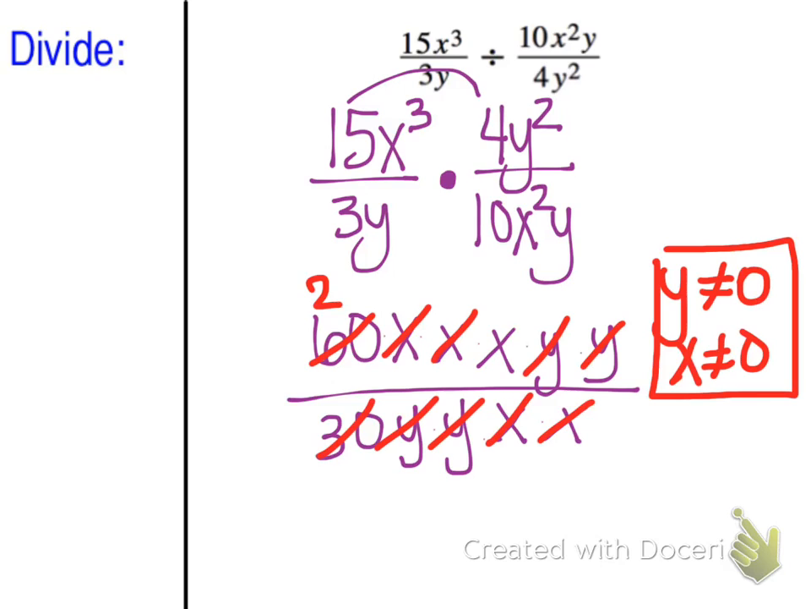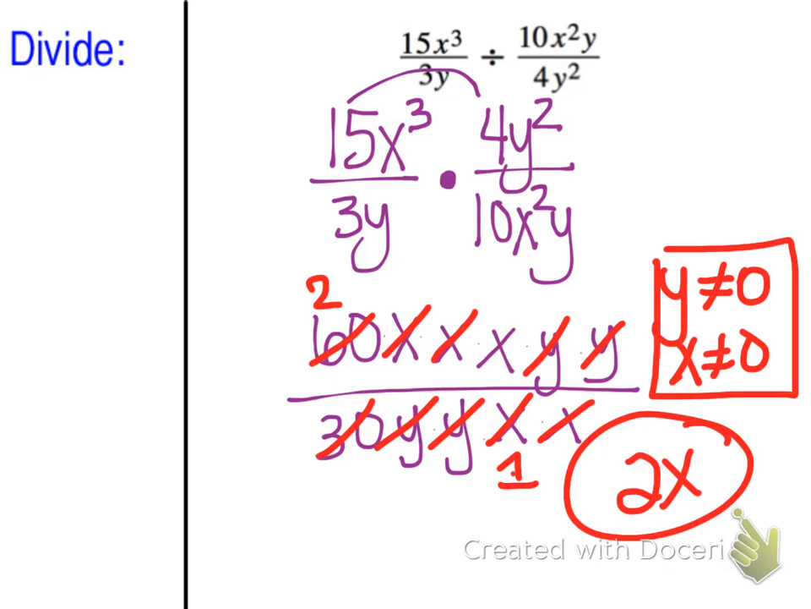So on the bottom, we're left with nothing. Now, when we're left with nothing, it's like we have a 1 there, because 1 times all of that would keep it to be itself. So it's like dividing by 1. The denominator now really doesn't change anything for us, and all we have left on the numerator is 2x. You could have written that as 2x over 1, but it's the same thing as 2x.